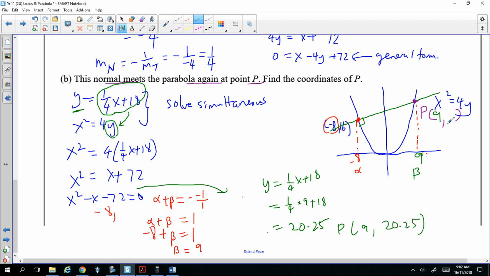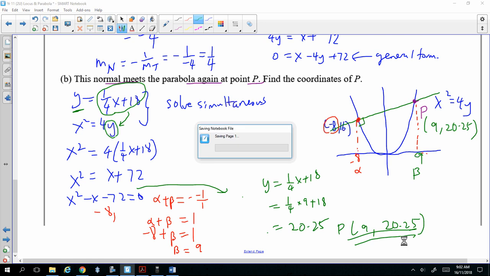Alright, didn't have enough space. Knock this off. Let's write it clearly. 9, like this. Okay, got it? So we've got P. Any question? Alright, think about these techniques. Saves you a lot of time.